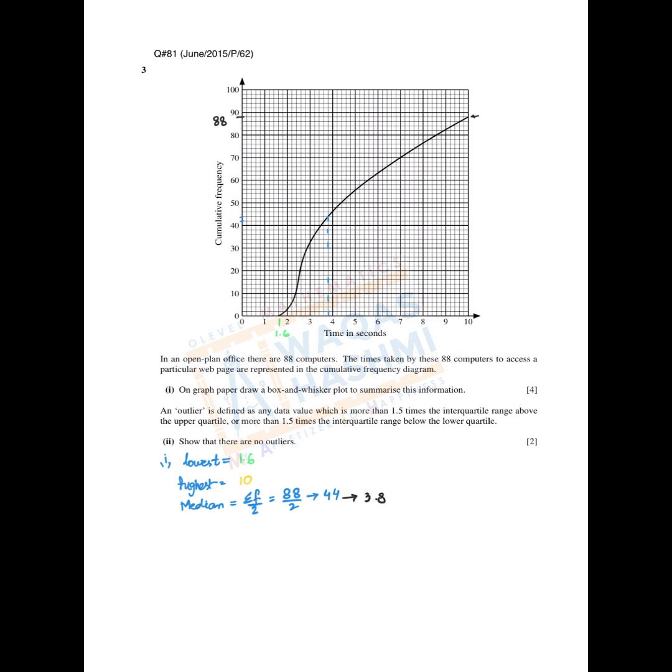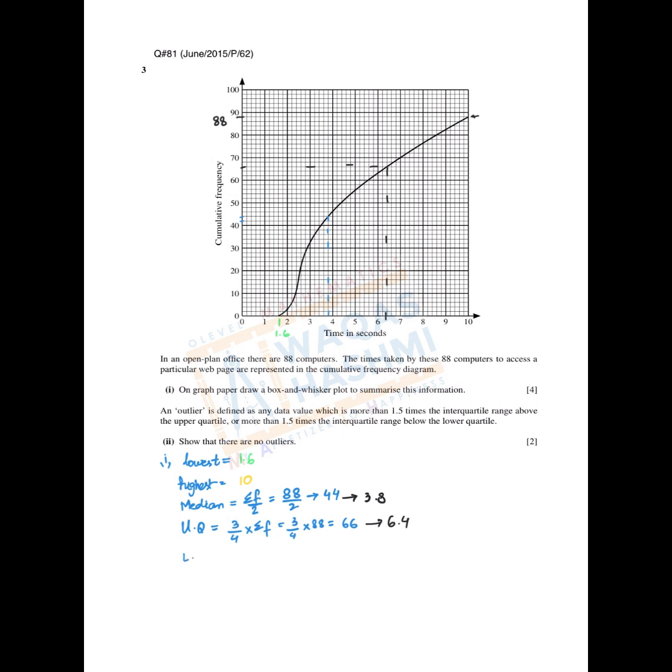Similarly, we need to find out the upper quartile. Upper quartile is what? It's 3 upon 4 of your total frequency. So total frequency is 88, so it's 3 over 4 times 88. 22 times 3 is 66. So we need to find out the value at 66. At this value, we have on the x-axis 6.4. So the upper quartile is 6.4.